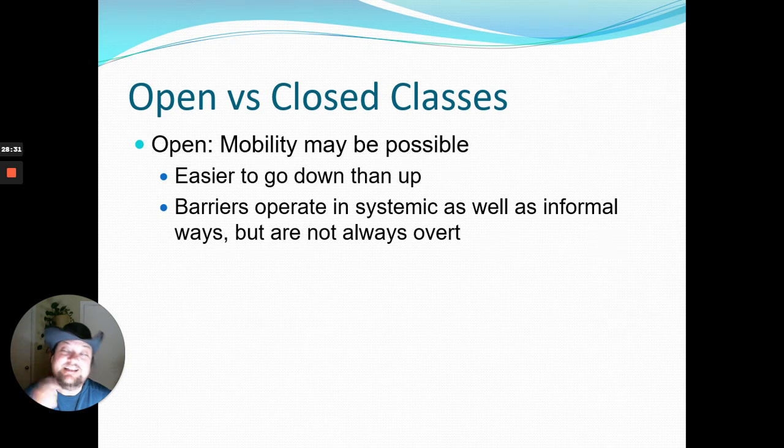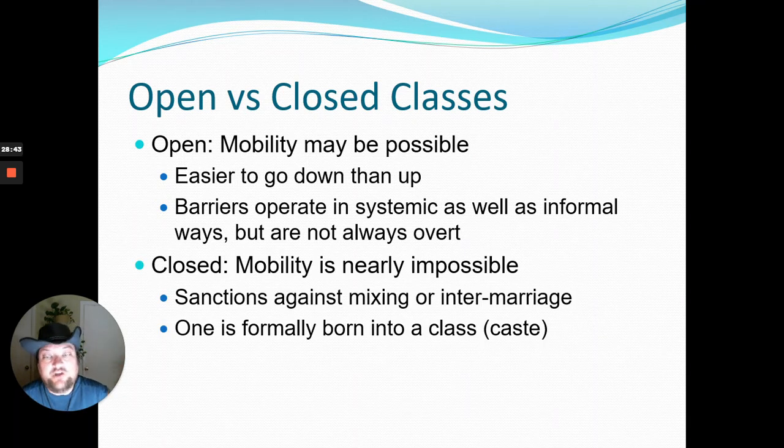So that idea that this is a completely open class society where all the possibilities are there, and if you pull yourself up by your bootstraps, you can make it. It's not as easy as it sounds. Whereas with closed classes, mobility is nearly impossible. There's actually all kinds of regulations that keep people from different classes from moving to other classes. So there might be sanctions against mixing, even talking to each other, or intermarriage.